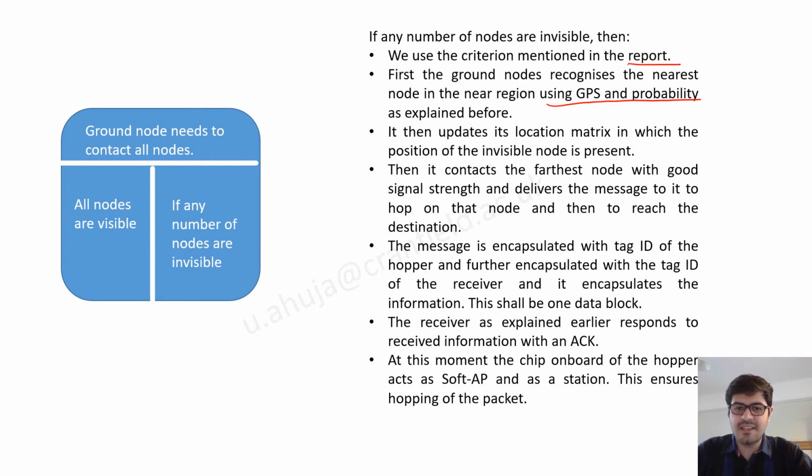The message is then encapsulated with the tag ID of the hopper and further encapsulated with the tag ID of the receiver, and it encapsulates the information. This whole shall be one data block. The receiver, as explained earlier, responds to the received information with an acknowledgement. At this point, the chip on board the hopper acts as a soft AP and as a station. This ensures hopping of the packet.